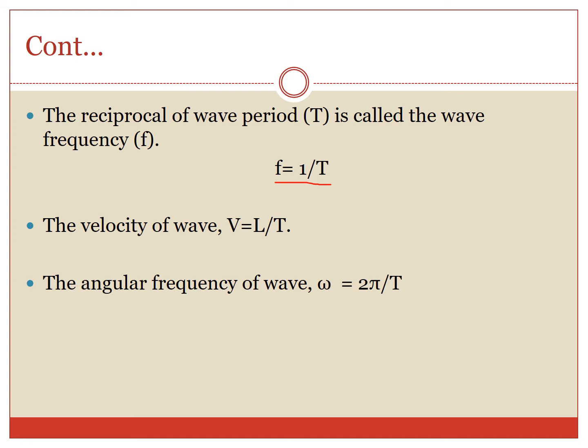The velocity of the wave will be denoted by L by T. What is L? L is the wavelength and T is the wave period. So the angular frequency of the wave equals 2 pi by T, that is, 2 pi divided by the wave period will give you the angular frequency.